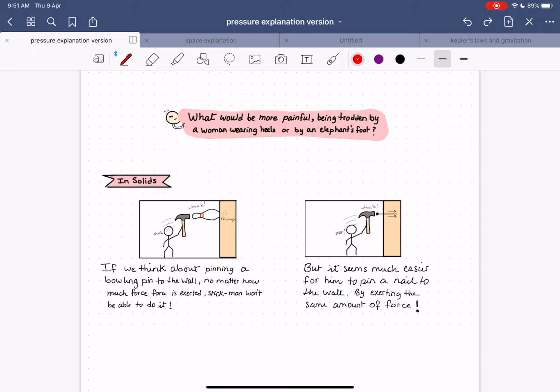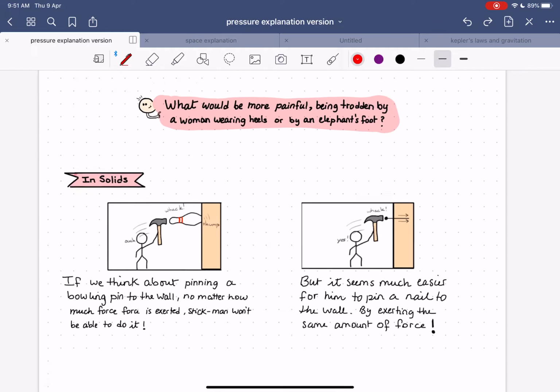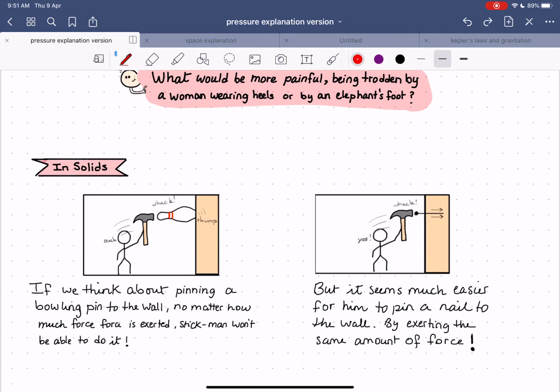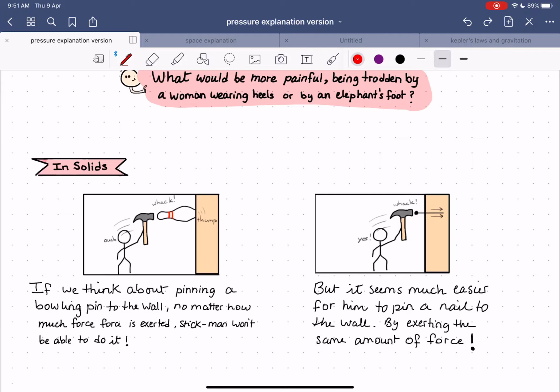So first thing, we're gonna start with pressure in solids. If we see both pictures, we can see that Stickman is trying to pin two different objects to his wall. First, he started by pinning a bowling pin. He is exerting a specific amount of force, but this force doesn't seem enough to make an effect, which is pinning the bowling pin to the wall.